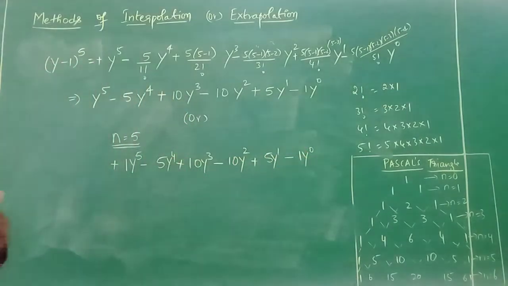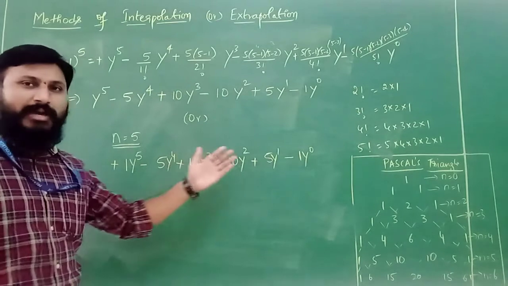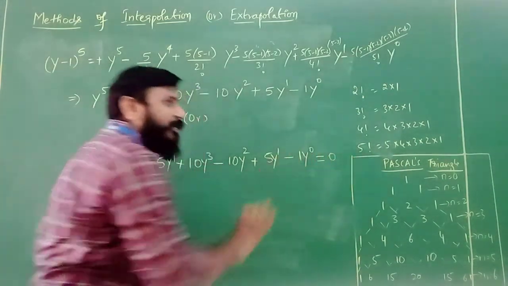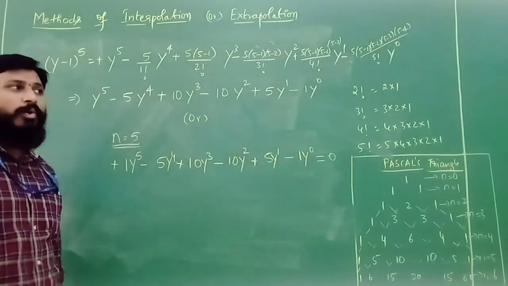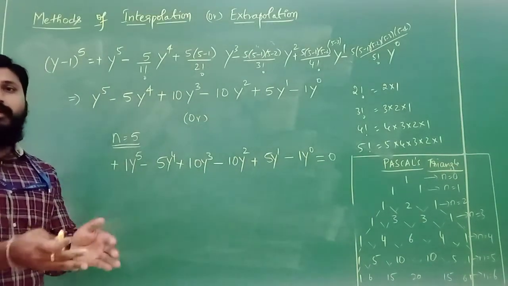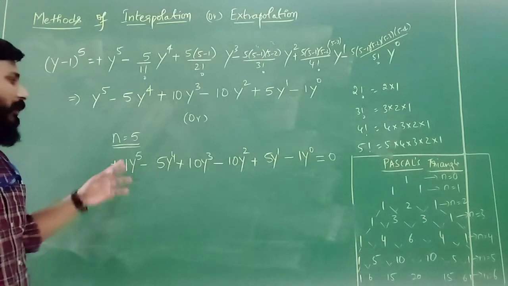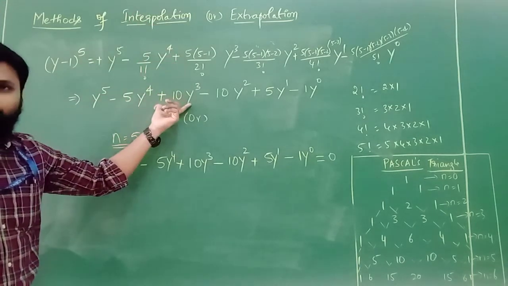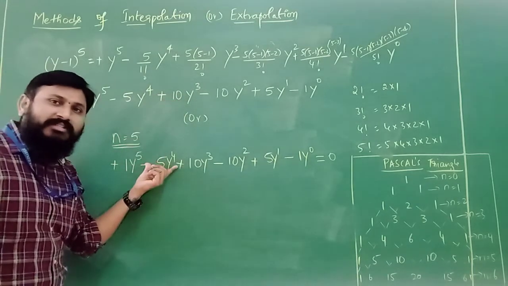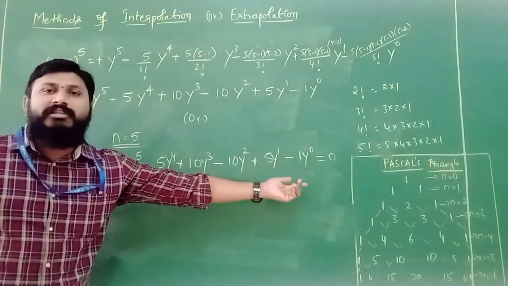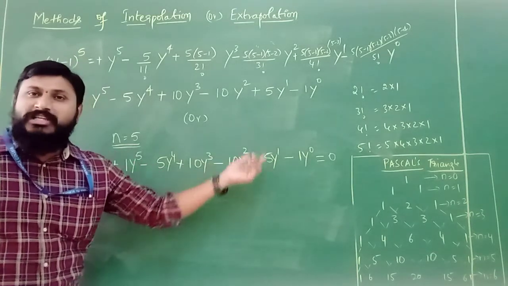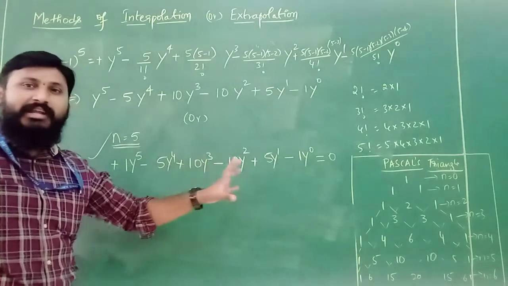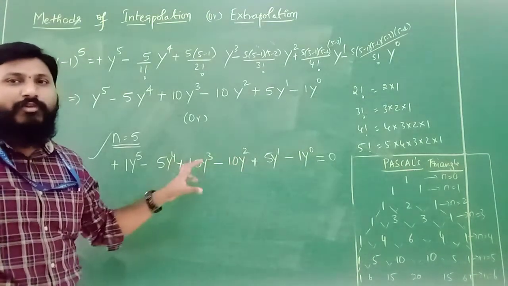So (y minus 1) to the power 5 can be given, which is equal to 0. Always we have to equate it to 0 to estimate any interpolating or extrapolating value. Clear? See, by using such a big formula, this expansion we have got. Just by using Pascal's triangle, directly we can write the expansion. So which one is better? This is the best way of expanding the binomial expansion form.